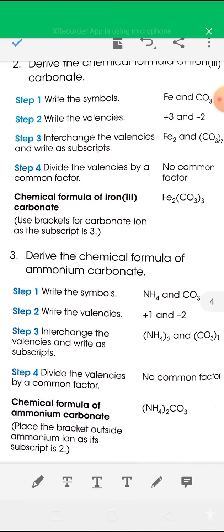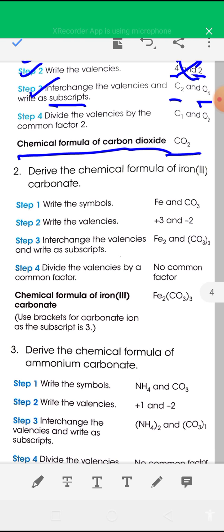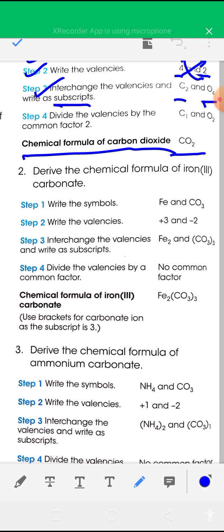One more example. I am writing the chemical formula of iron 3 carbonate. Iron means Fe, so I write the symbol Fe, and carbonate means CO3 2 minus. So the valency of iron is 3 and the valency of the carbonate radical is 2.